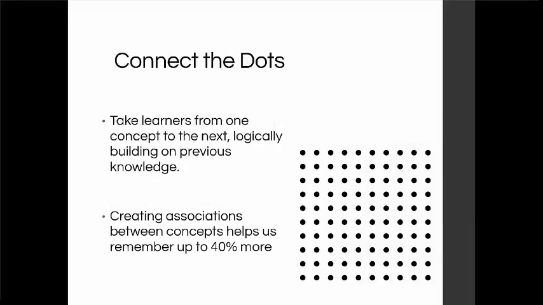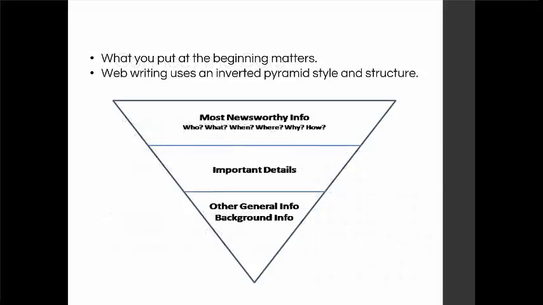Also, as you're going through material, particularly in an online course, one of the things that you want to try and do is make sure that you're constantly transitioning between different topics and different points, logically taking the reader through the course from one step to the next, building and scaffolding on top of that previous knowledge. When you create those associations between different things in people's minds, research has shown that we're going to help them remember about 40% more of that information. So whenever you can connect the dots, it's a really good thing to do for our students.